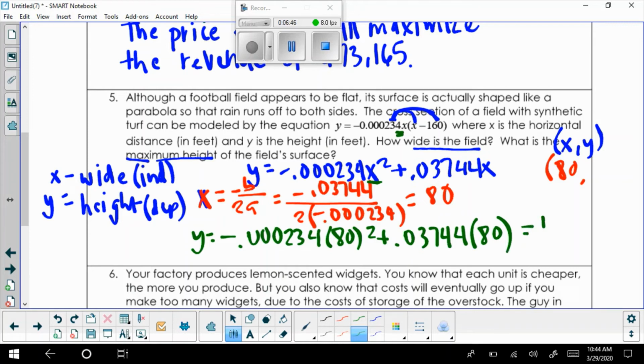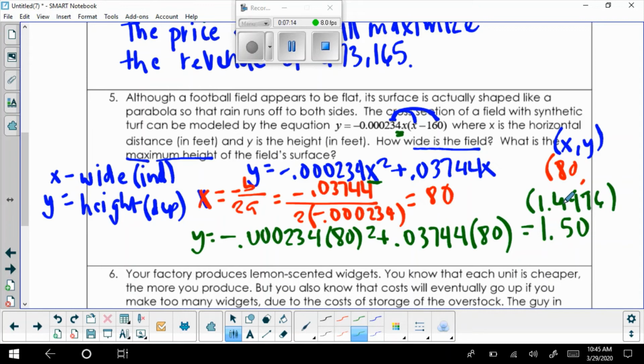I'm going to round that to the nearest hundredth. I just went ahead and rounded mine, but of course your calculator would have said, just so you don't think you're wrong, 1.4976. I rounded to 1.50.